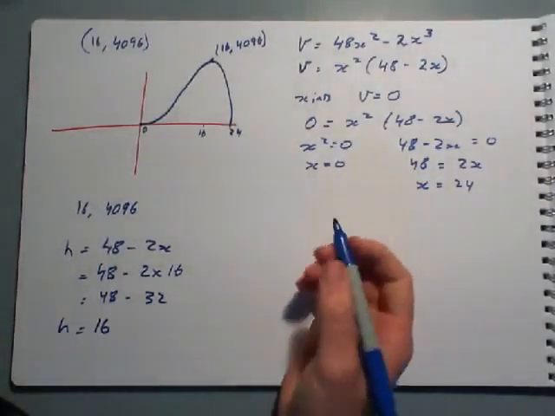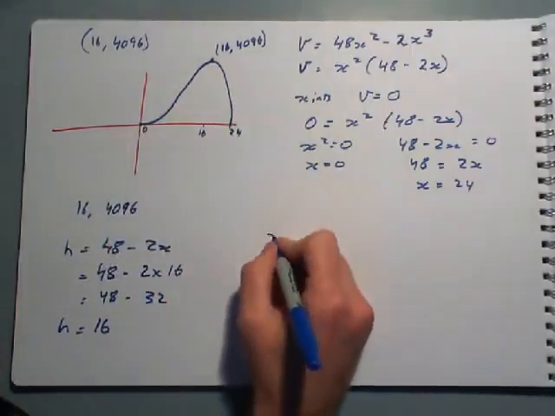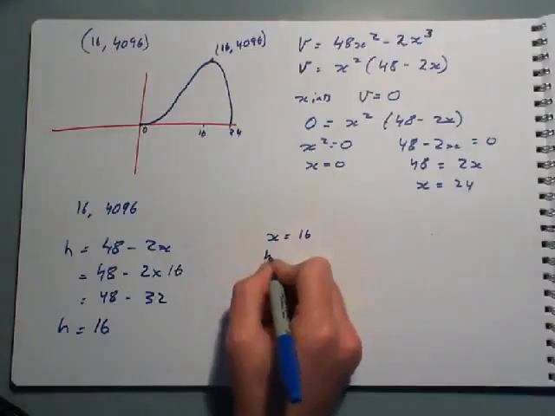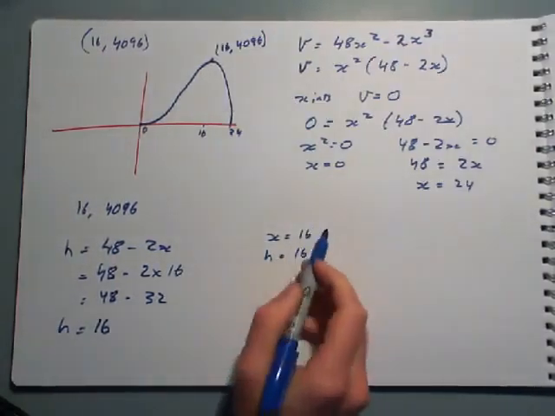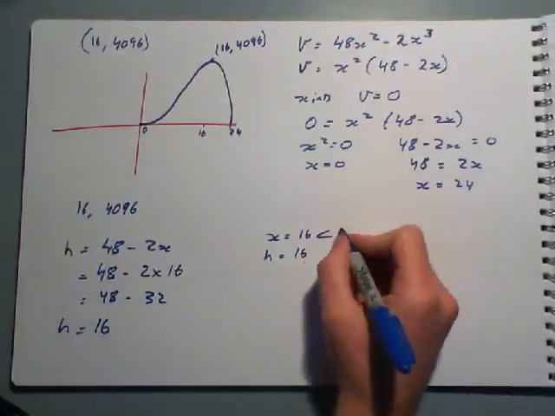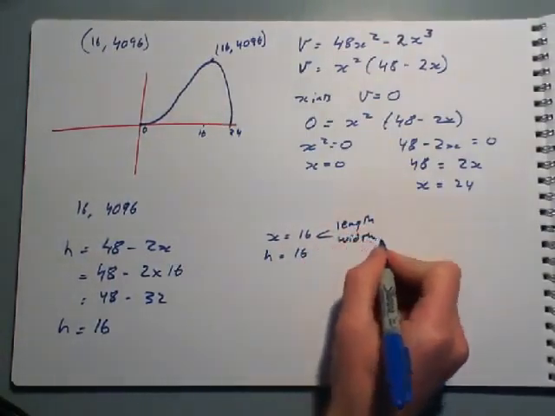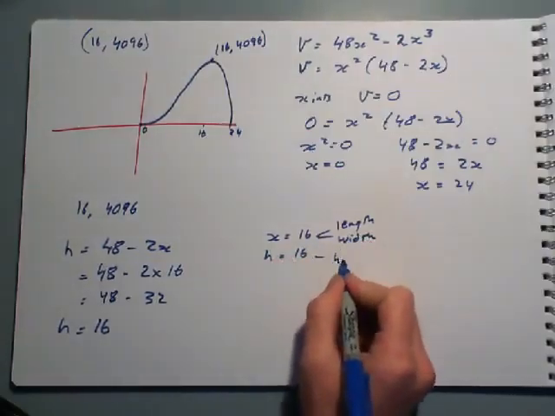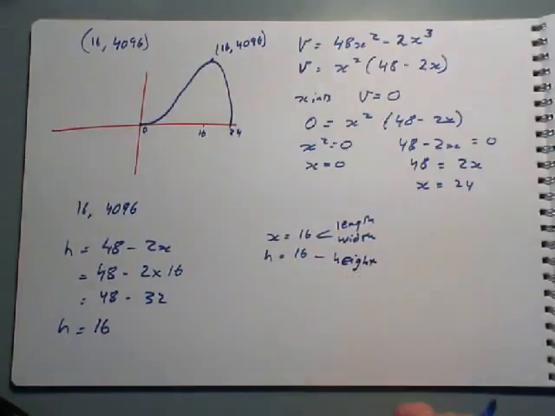So the dimensions which give us the greatest volume are when x is equal to 16 and h is equal to 16. So the length and width are 16, and the height is also 16. And that's part E.